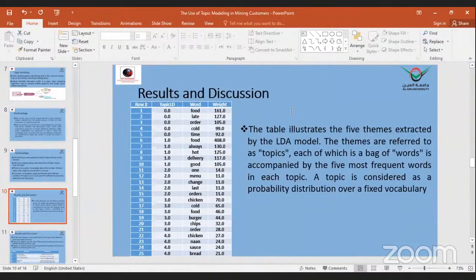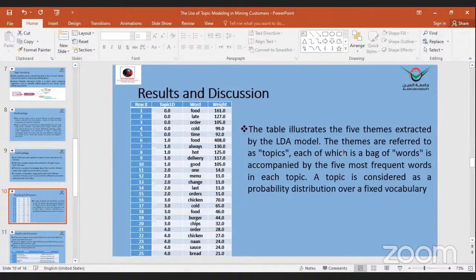Now, results. The analysis revealed that we have 5 topics within the text. What we got here in Table 1 is the 5 topics, and the 5 words mentioned most highly in each topic are listed here. For topic 0, the first topic: food, late, order, cold, time. These are the most frequent words mentioned within this topic. The same is done for topic number 1, topic number 2, 3, and 4.